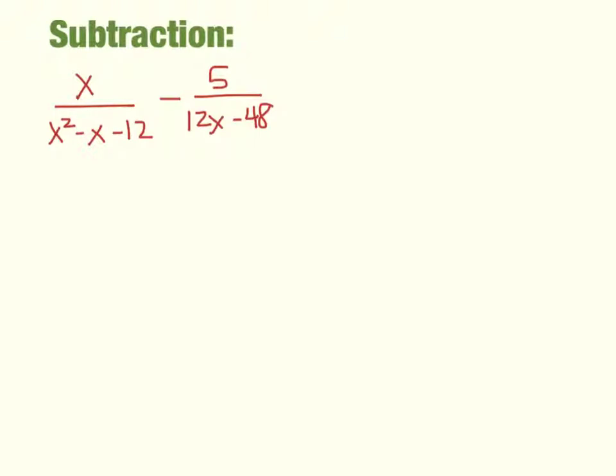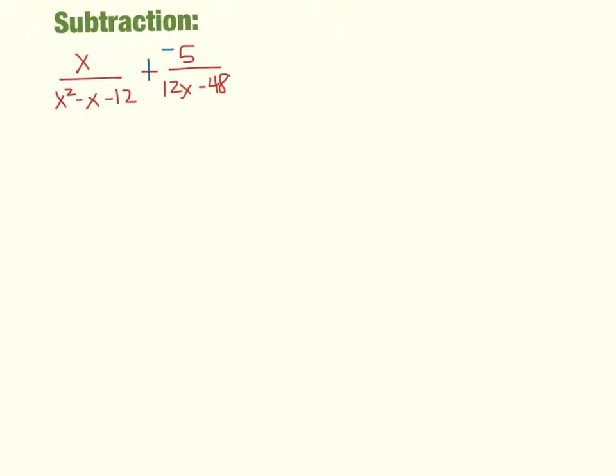Subtraction. Whenever you are subtracting these rational functions, you can change this into an addition problem as long as you change everything in the numerator of whatever's being subtracted. Okay? In this case we only have that 5, but you have to remember to change everything in the numerator. So I'm going to change this to an addition problem by making this addition and then changing the sign of that 5. And now we can just go about the problem.